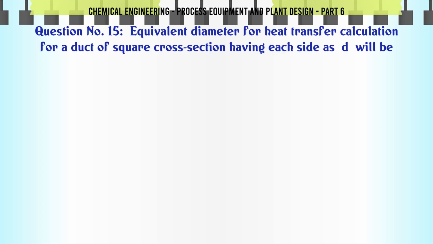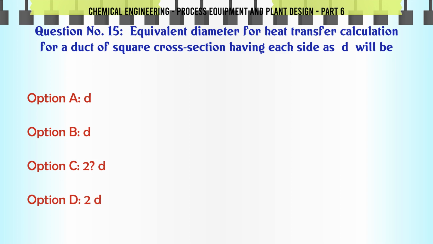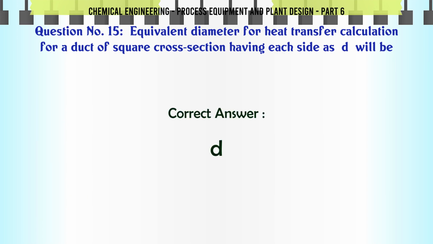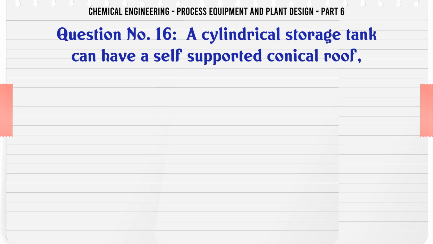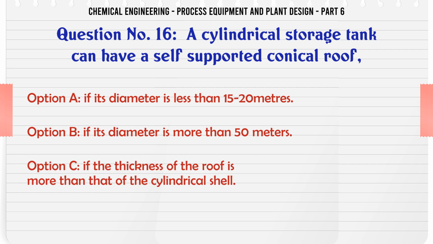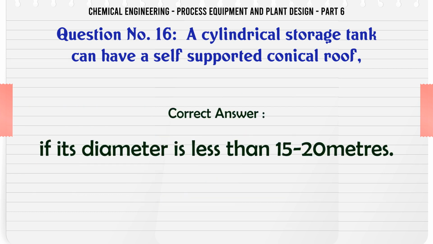Equivalent diameter for heat transfer calculation for a duct of square cross section having each side as D will be A D, B √D, C 2D, D 2√D. The correct answer is D. A cylindrical storage tank can have a self-supported conical roof A. if its diameter is less than 15-20 meters. B. if its diameter is more than 50 meters. C. if the thickness of the roof is more than that of the cylindrical shell. D. irrespective of its diameter. The correct answer is if its diameter is less than 15-20 meters.